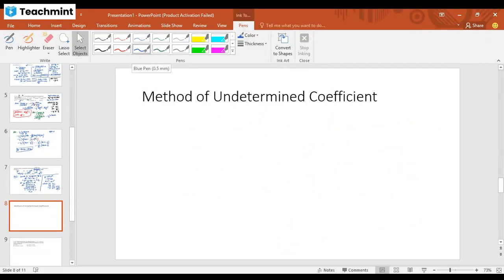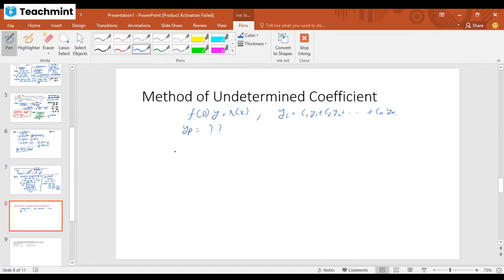So in case of the method of undetermined coefficients, what it states is that if we have a differential equation in the operator form, say f(D) y = R(x), and its complementary solution is c1 y1 plus c2 y2 plus so on up to cn yn, then what about the particular integral? In this case, we are going to choose the trial solution.